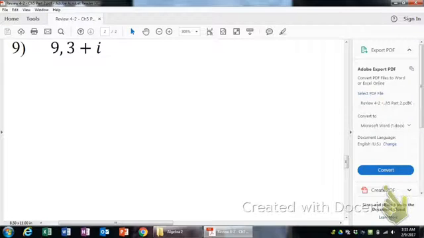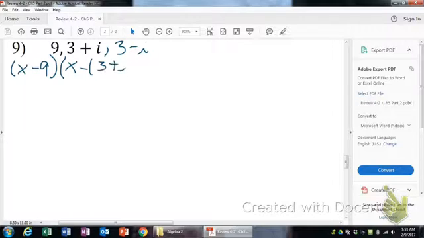So on number 9, we're going to use the complex conjugate theorem, meaning if you have 3 plus i, you also have 3 minus i as a solution. So what that's going to look like, that means you have x minus 9, and then remember you have to use the opposite sign, but at the same time, this 3 plus i is considered its own individual term. So I put it in parentheses like this.